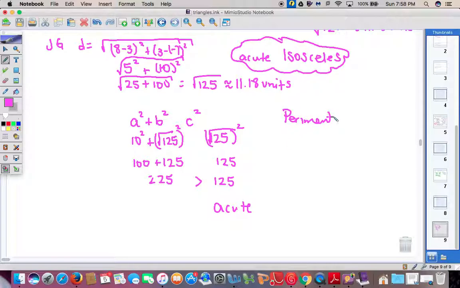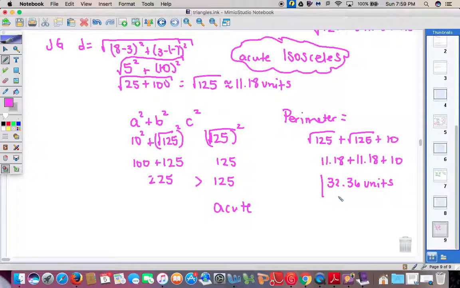So the perimeter is the sides all added together. Perimeter is equal to the square root of 125 plus the square root of 125 plus 10. Or we knew this was 11.18, 11.18, and 10. So that's going to be 32.36 units. So that would be my perimeter.